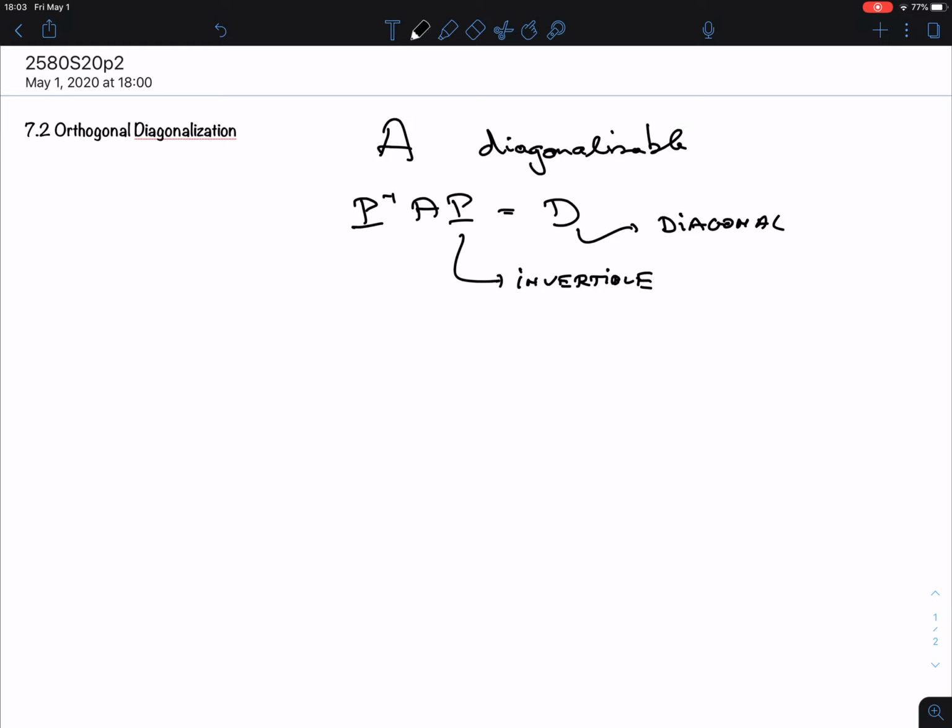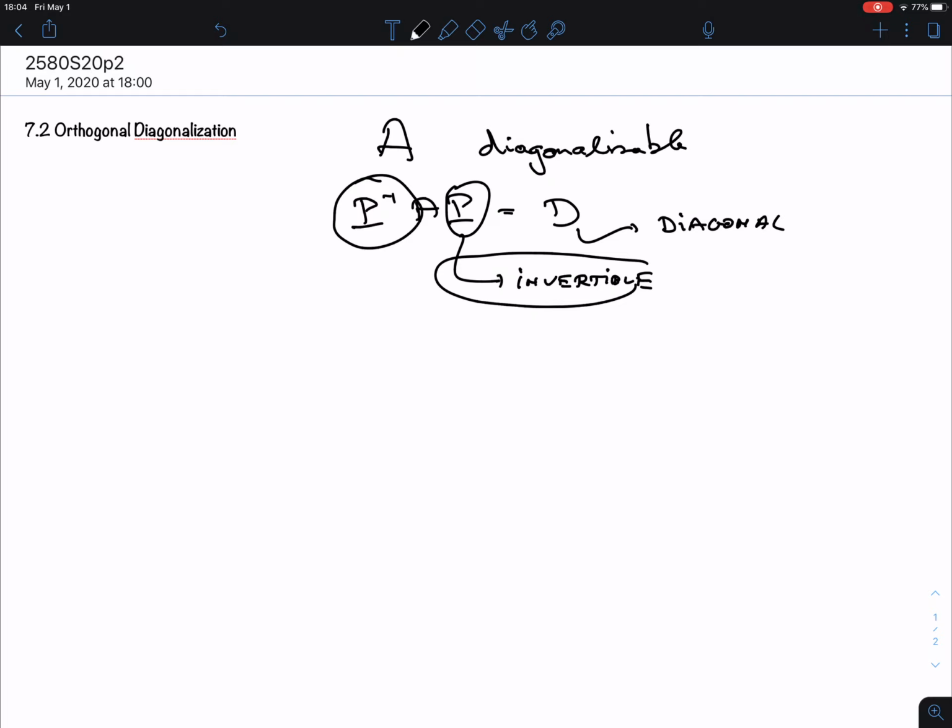Okay, so what we want to do now is try to get a better form for this. Last time we talked about orthogonal matrices. The matrix that we want to be orthogonal is this P here, because then P inverse would just be P transpose. So we will say that the matrix is orthogonally diagonalizable if you can find a P that is orthogonal.